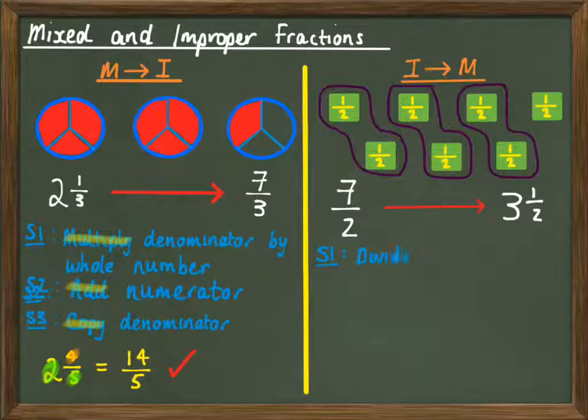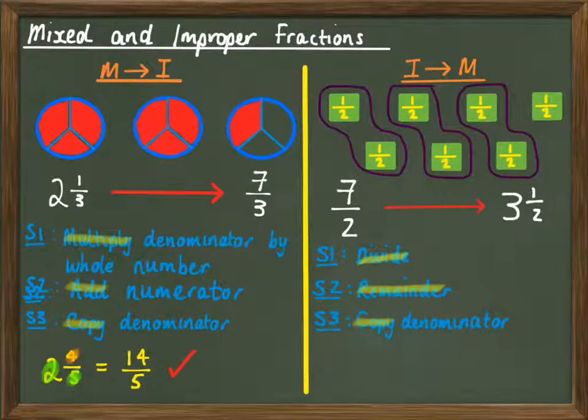Now, like with the first one, there are shorter steps. Step 1 is to divide. Step 2 is to find the remainder, and step 3 is to copy whatever the denominator was in the original question. Okay, so if we have a look at another example quickly, 17 over 5. Step 1 is to divide. So how many lots of 5 go into 17? Well, if I do my 5 times table, 3 whole times, so I'm going to write a big 3 there.